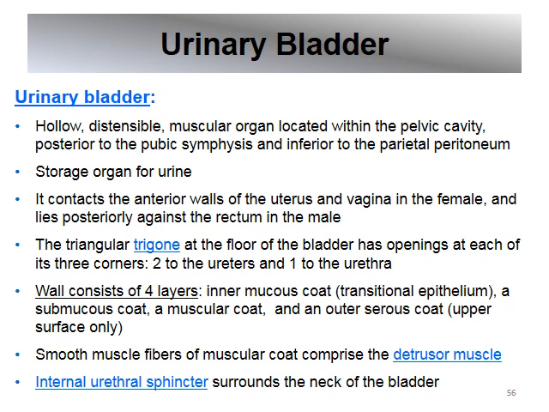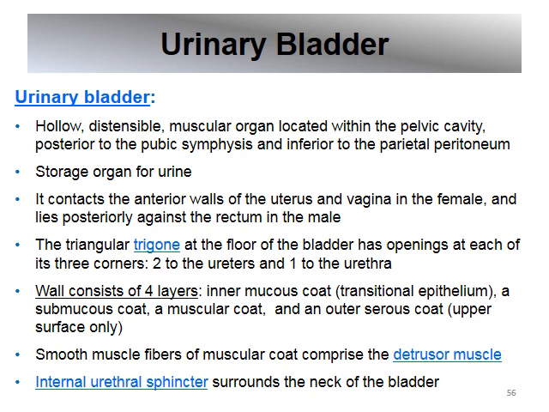At the floor is what we call the trigone. This is going to be formed by the entrance of the 2 ureters into the bladder and where the urethra leaves. It does have 4 layers. The one that we want to remember is the transitional epithelium, which is different in the fact that it allows the bladder to stretch. And then the smooth muscle fibers of the bladder are called the detrusor muscle. The detrusor muscle is going to help put pressure on the bladder to allow for urination.